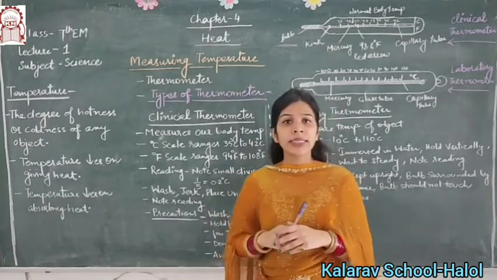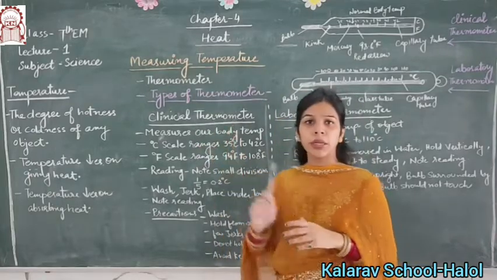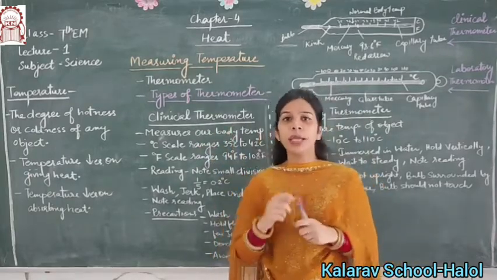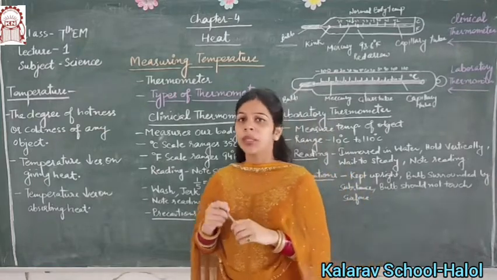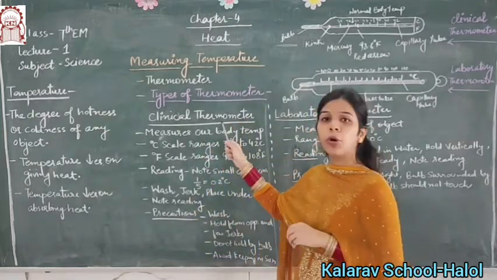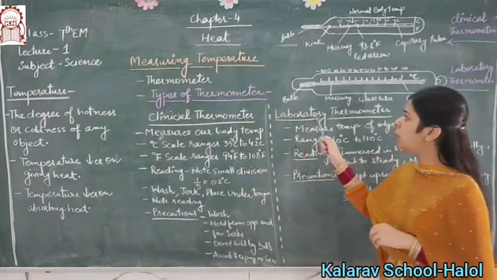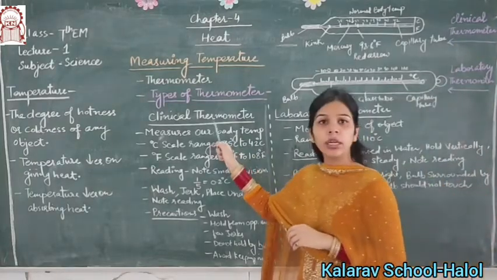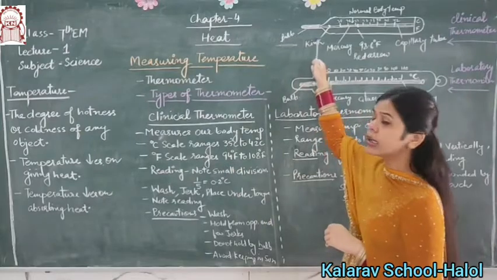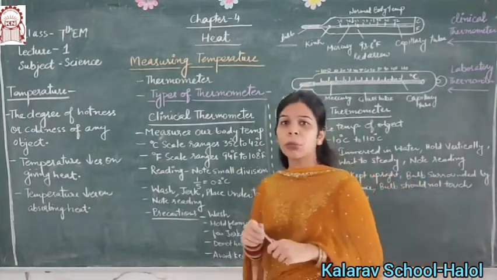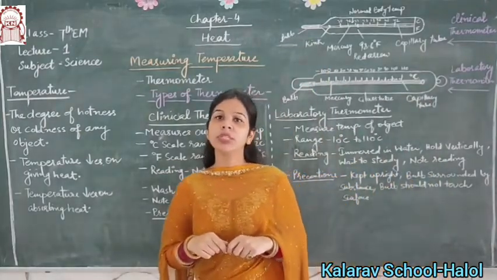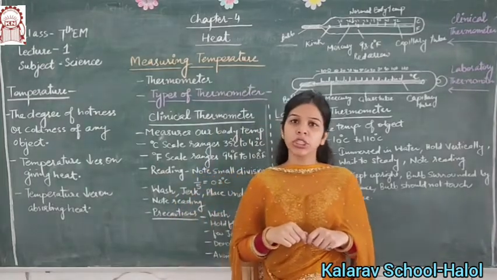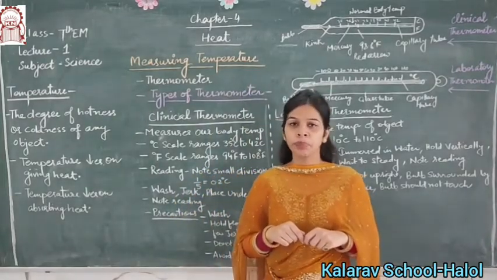Next is types of thermometer. We have two types of thermometer here, that is the clinical thermometer and second is the laboratory thermometer. Clinical thermometer, you can see here, I can draw. The clinical thermometer is a thermometer which is used to measure the temperature of a human body.